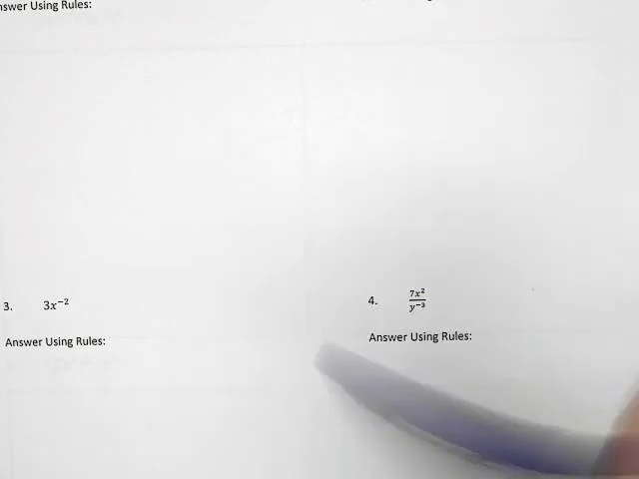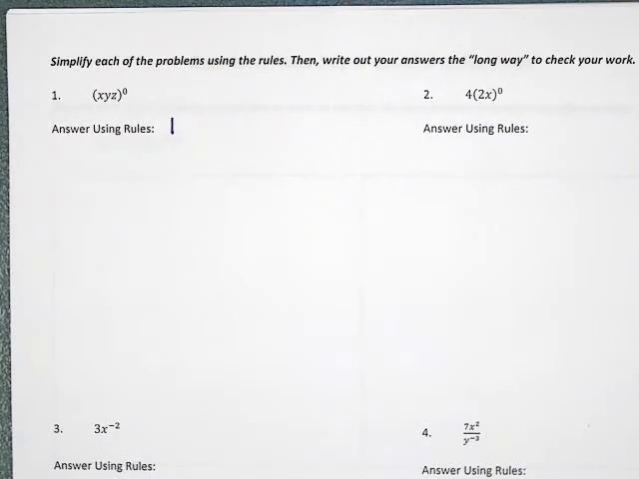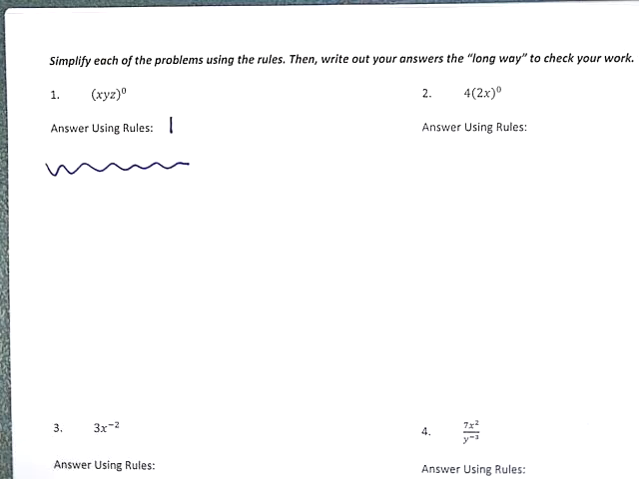Using the rules, I know that anything to the 0 power is 1. So my answer here would be 1 for problem number 1. Now some students would say, well, don't you have to distribute that power? And that is definitely an option. So one option is just to say this is equal to 1.